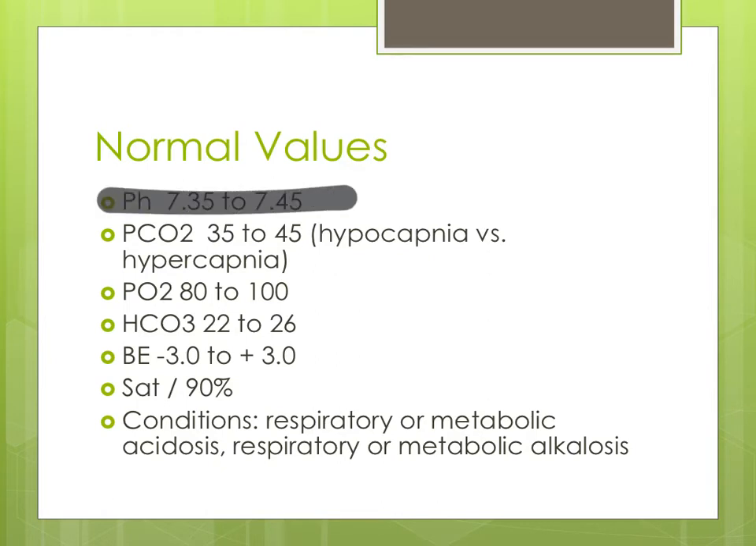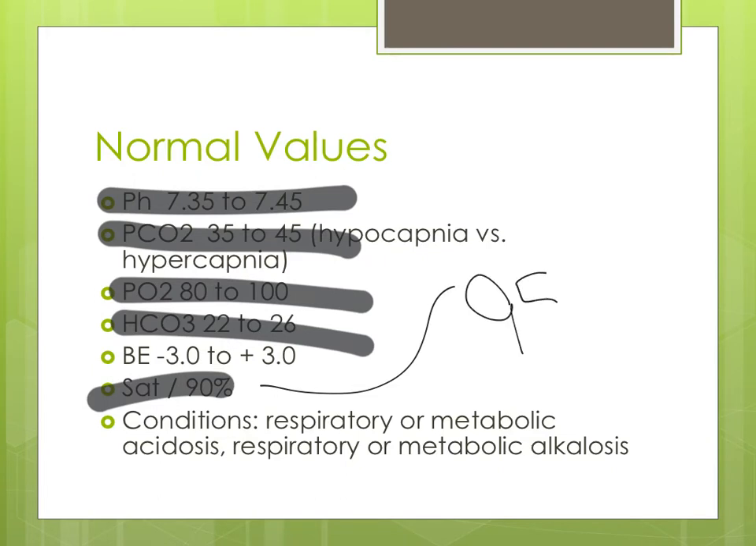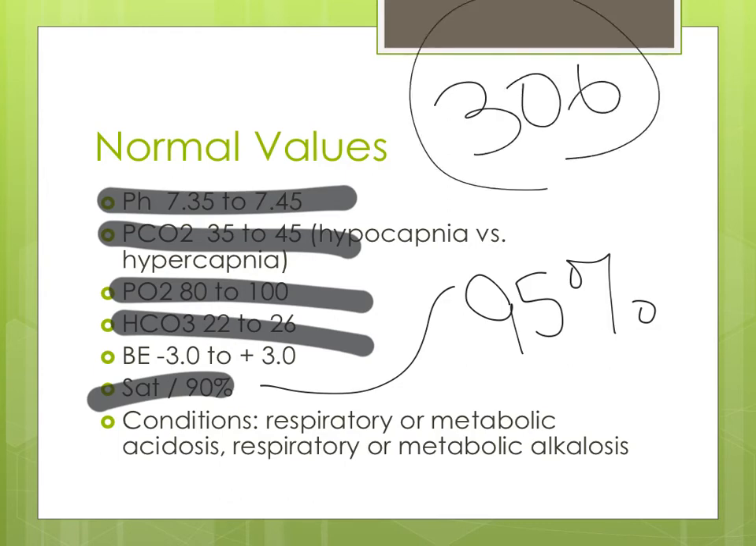7.35 to 7.45, PCO2 35 to 45, PO2 80 to 100, bicarb 22 to 26. You don't have to know the base excess, and then O2 sat, your book is saying greater than 95. So this, we're going to actually say is 95% because that's what's in your book, and that is on page 306.